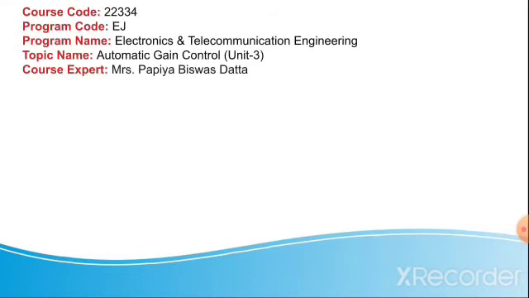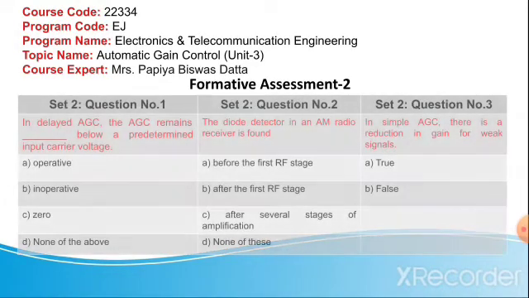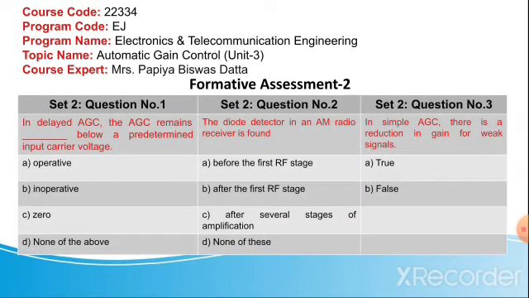Now let's just take a minute and try to answer these questions. In delayed AGC, the AGC remains dash below a predetermined input carrier voltage. The diode detector in an AM radio receiver is found in which stage? And in simple AGC, there is a reduction in gain for weak signals, whether it is true or false.